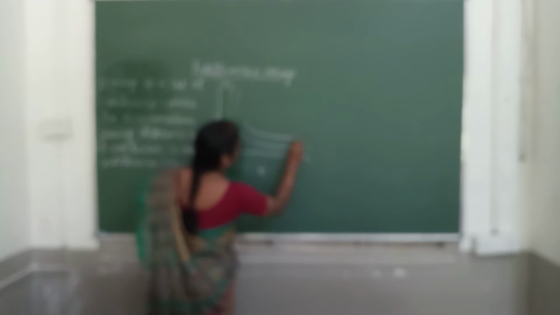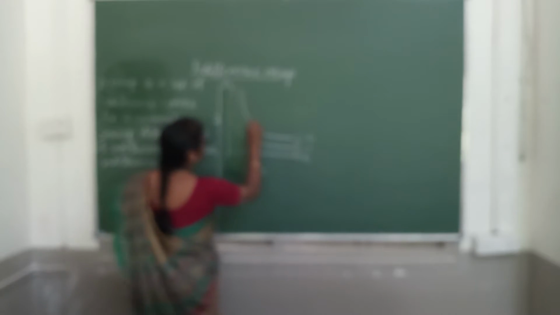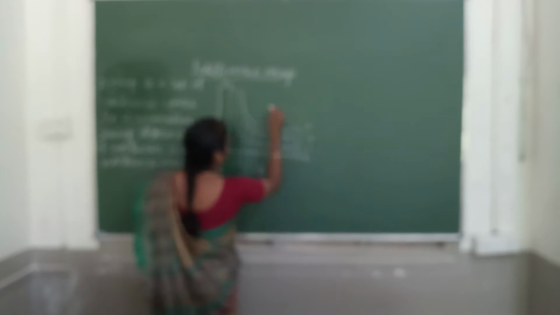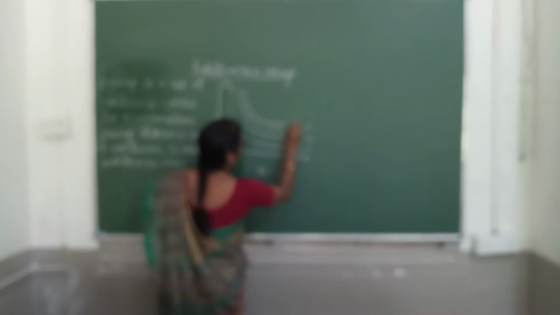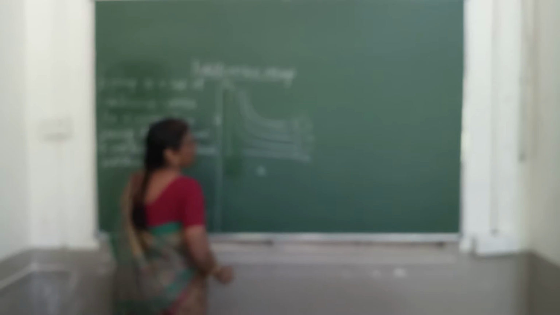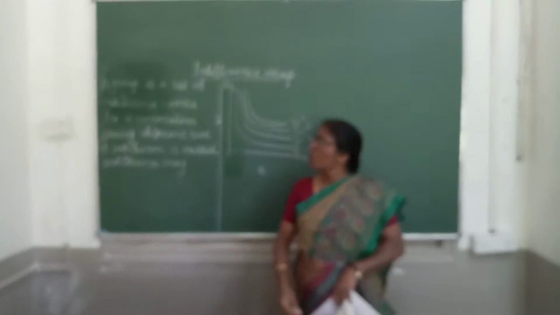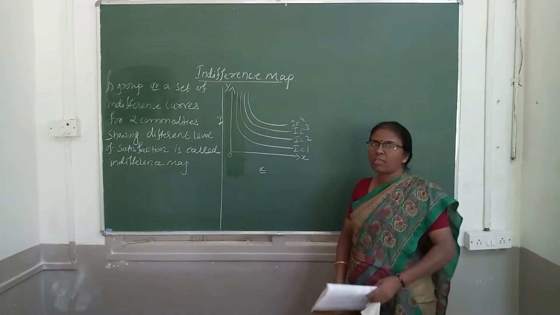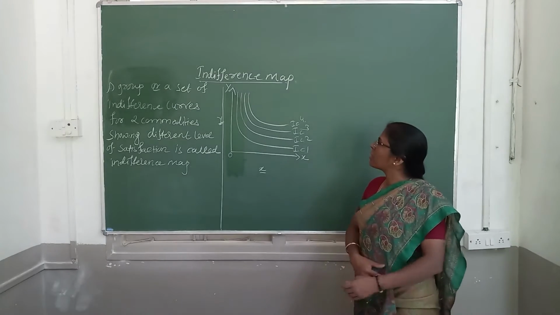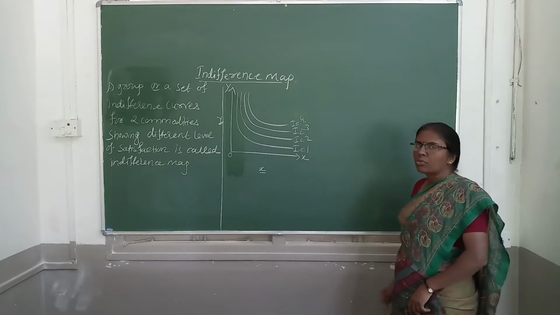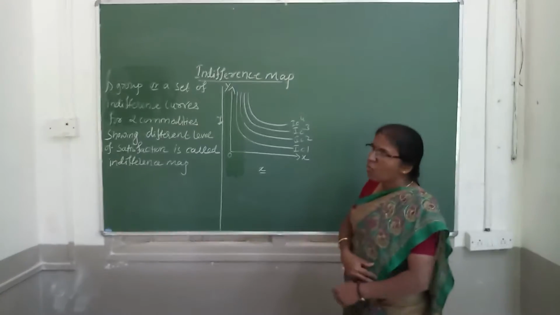Indifference curve 1, indifference curve 2, indifference curve 3, and it is 4. How many indifference curves are there? 4 indifference curves are there. Indifference curve 1, indifference curve 2, indifference curve 3, and indifference curve 4.